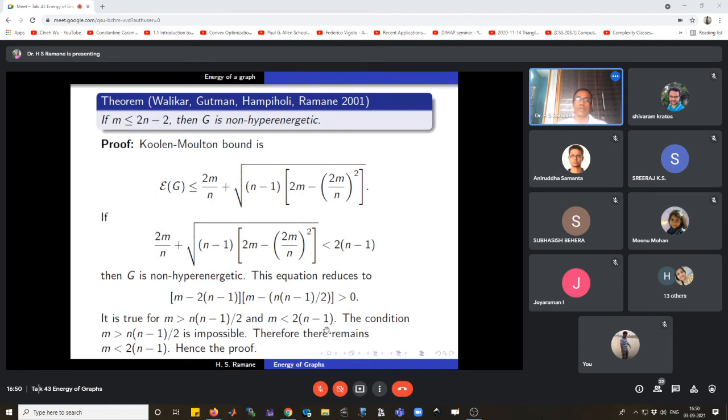So the graph is non-hyperenergetic if m is less than or equal to 2n minus 2. A similar type of condition for hyperenergetic graphs does not exist. Whether a sufficient condition exists or not, so far it is not obtained. For what m and n the graph can be hyperenergetic, that is not known.